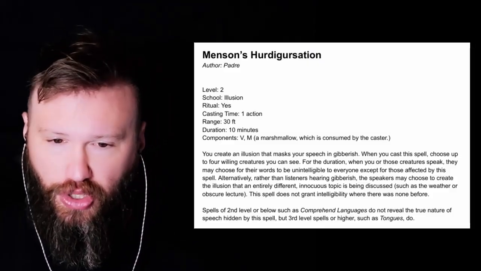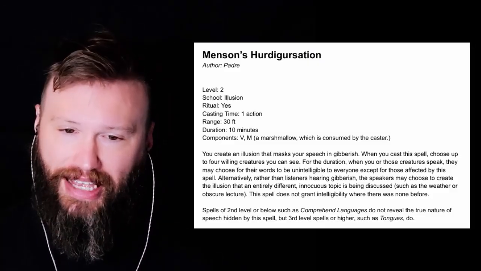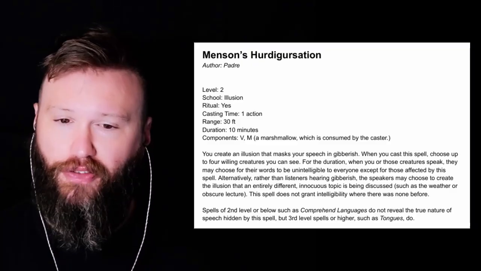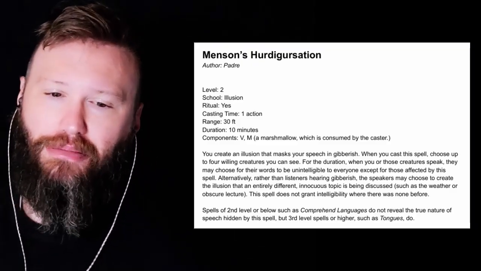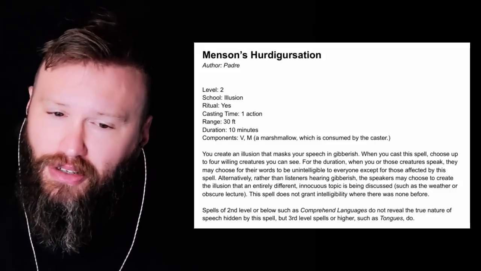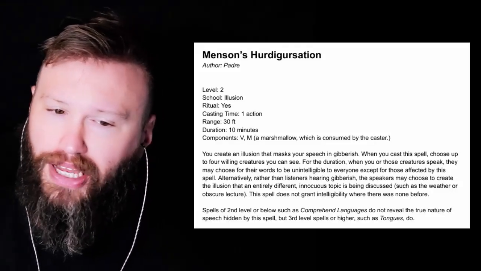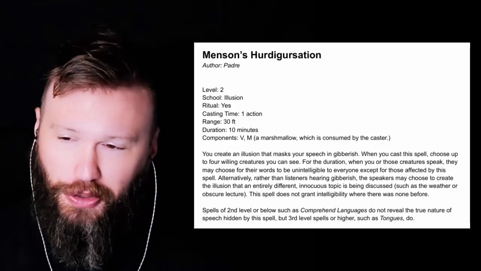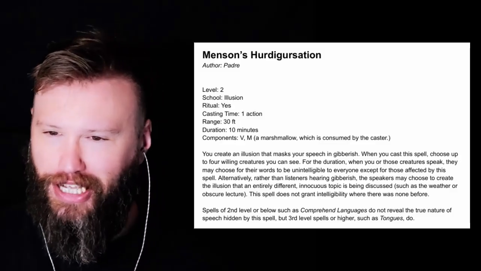So it's a level 2 illusion spell, ritual, yes, casting time, 1 action, 30-foot range, duration 10 minutes, components are verbal and material, a marshmallow, which is consumed by the caster. That's actually really cool. Okay. This is flavorful, guys. This is flavorful.